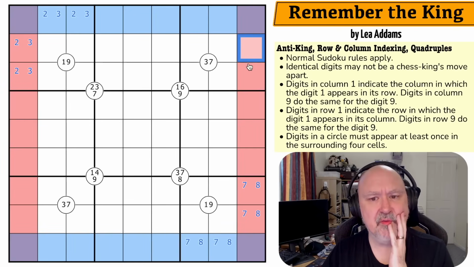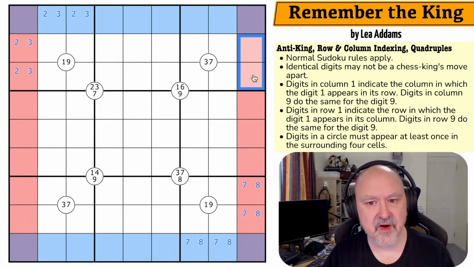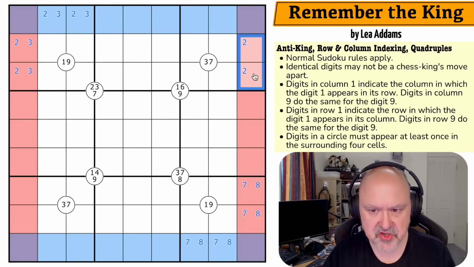Oh, and it can't be a 3. I have to put a 9. Right. So the 9 here is indexed from here. I can't put 9 in one of those cells, or one of these would need to be a 3. So there's a 2 in one of those two and a 9 in one of those two.